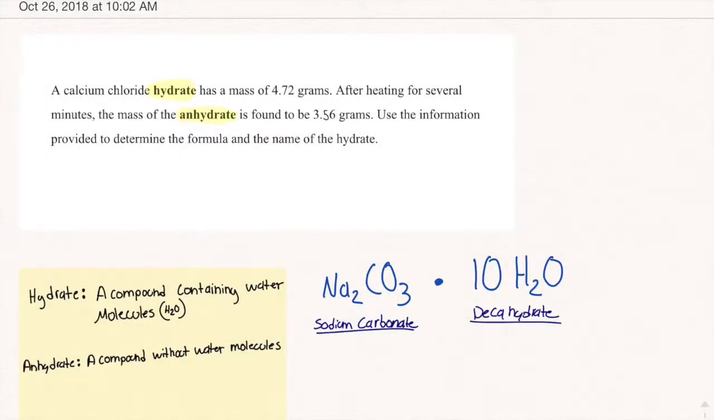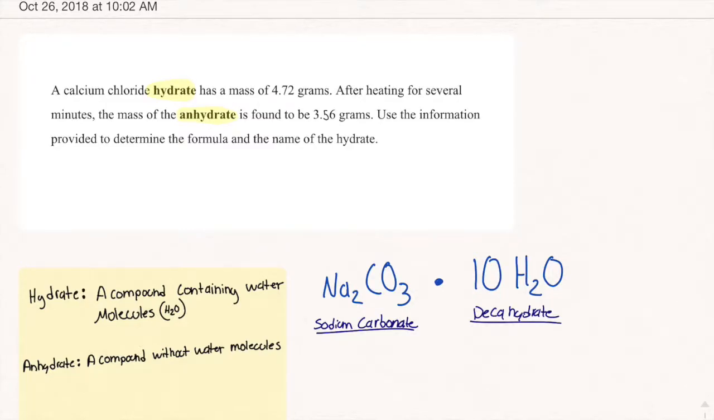A calcium chloride hydrate has a mass of 4.72 grams. After heating for several minutes, the mass of the anhydrate is found to be 3.56 grams. Use the information provided to determine the formula and the name of the hydrate. So this was a lot of information, and now we're going to go bit by bit to see how all this is connected and what all of it means.